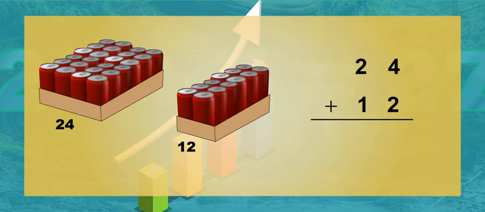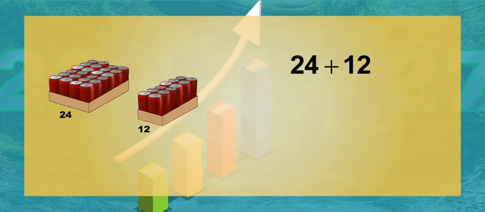So we line up the numbers so that the numbers in the ones place align, and so do the numbers in the tens place, as shown here. We start by adding the numbers in the ones place. 4 plus 2 equals 6. So we write 6 in the ones place for the sum. Next, we add the numbers in the tens place. 2 plus 1 equals 3, so we write 3 in the tens place. The answer is 36.